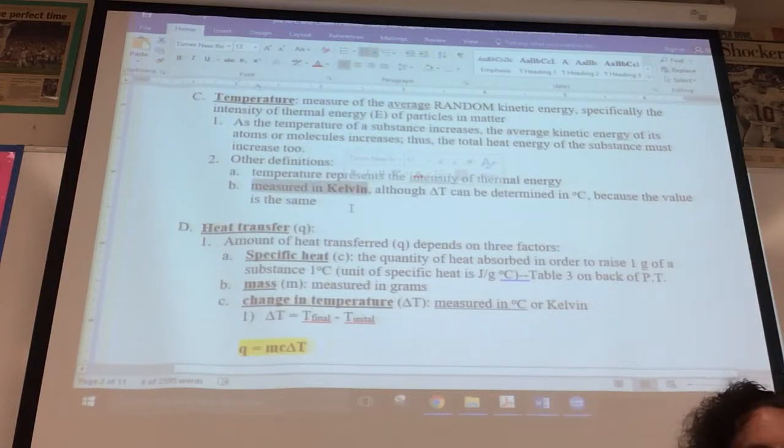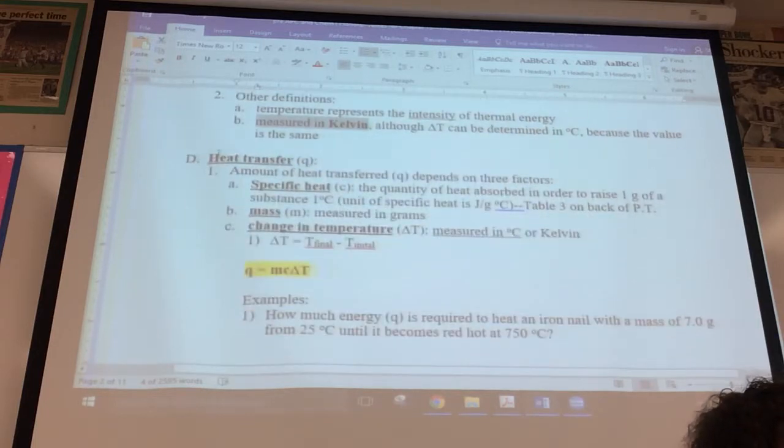Temperature, typically measured in Kelvin on the international system. The only thing you will do in degrees Celsius in this chapter is calculate the change in temperature, and I'll show you why in a few minutes. What you want to be able to calculate is heat transfer, abbreviated with a Q. How much heat gets transferred depends on 3 factors.